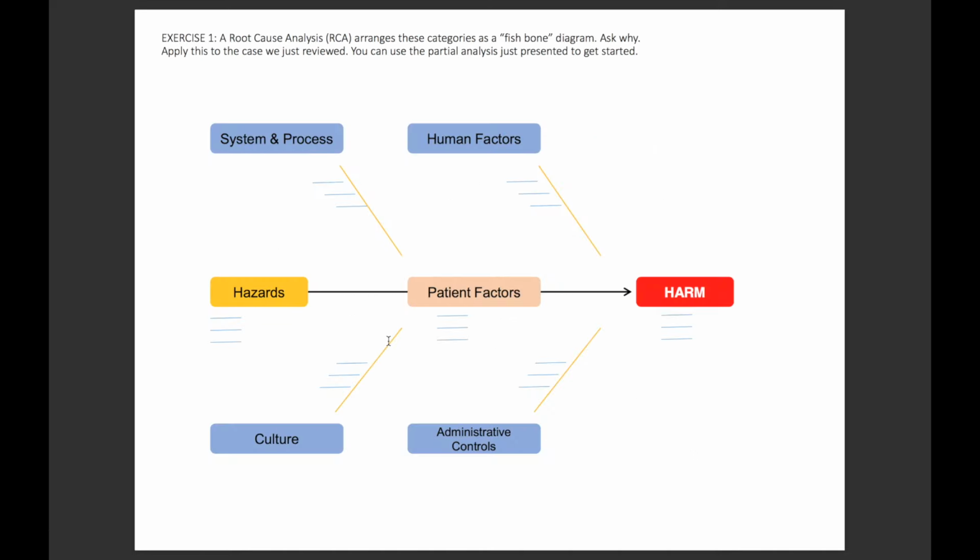All right, you should have gone through this case, identified all of the factors that went into this case.